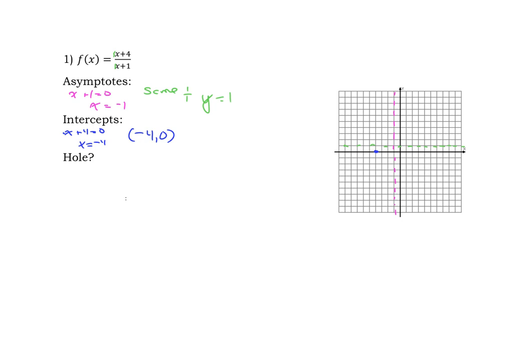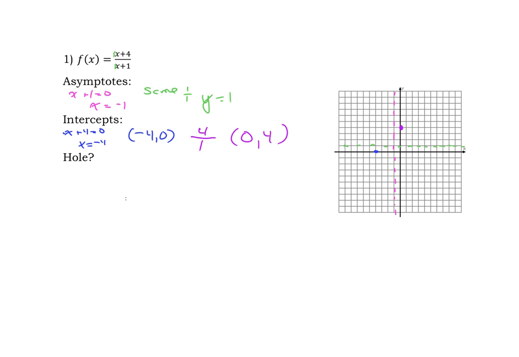And then I go and get the y-intercept. And the y-intercept comes from constant over constant. So on top, that constant is 4. On the bottom, that constant is 1. So the y-intercept is 0, positive 4.